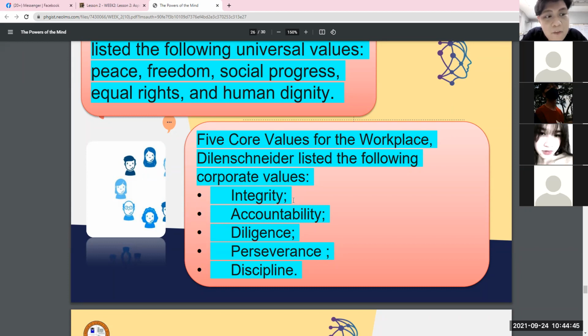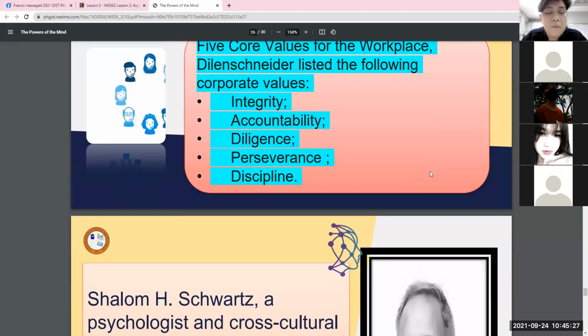Another one is accountability. Accountability speaks about your worth as a person, and we are accountable to one another. Especially when you start working, meron kayong tinatawag na team, you are accountable to one another. Sa bahay ninyo, your parents are accountable to you, and you are accountable to your parents. That could be one of the core values that you will have. Then diligence, perseverance and discipline. Those are the different core values that you can use in your workplace.